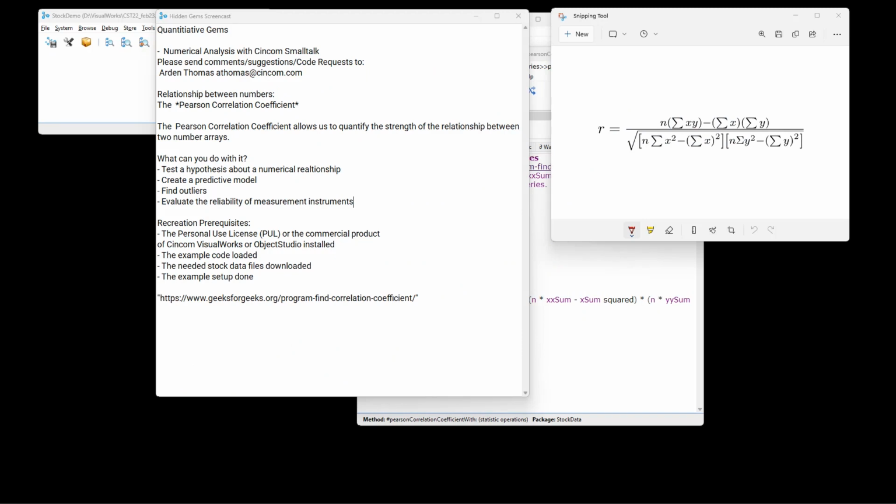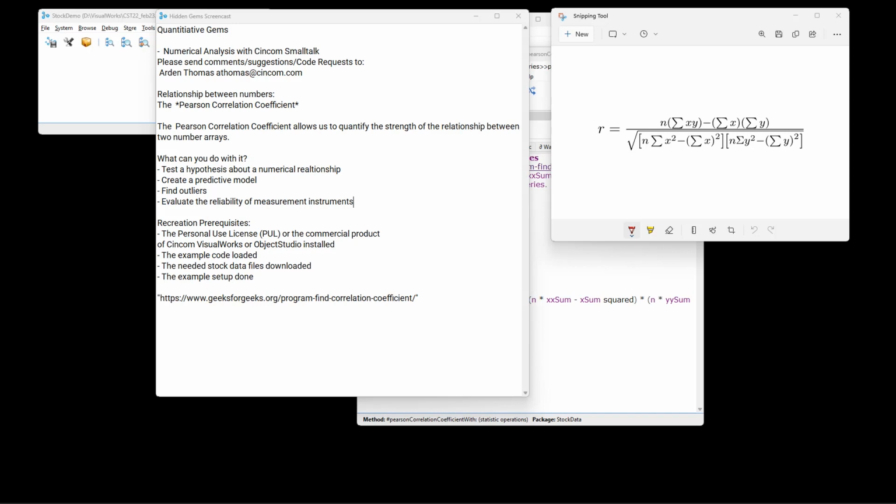So what kind of things can you do with that? You can test a hypothesis, create a predictive model, find outliers in your data, or say if you take measurements with two different instruments, you can see how well they're correlated to see if they're both reliable. So other kinds of things you can do with it.